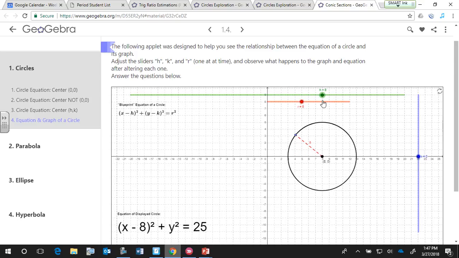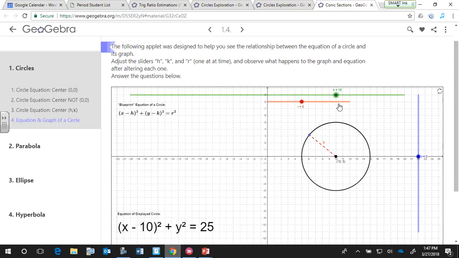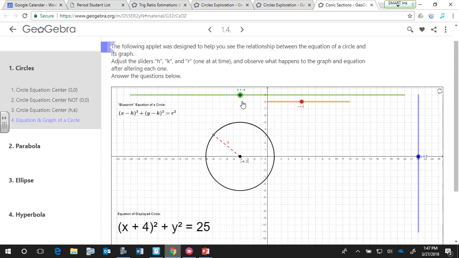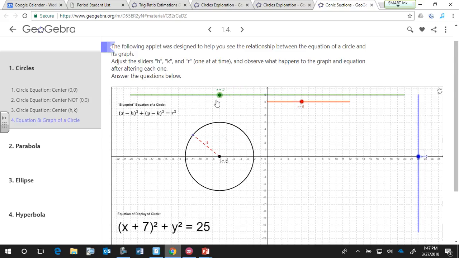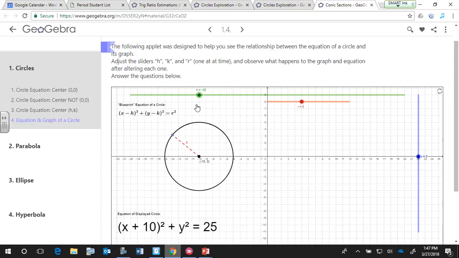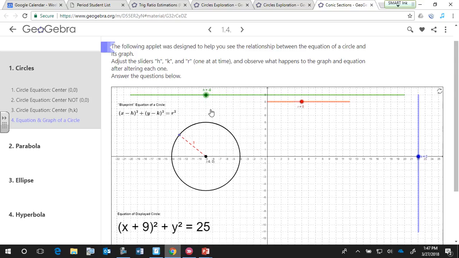What's happening to the equation? It's growing larger because that's how many spaces you need to move back to get back to 0, 0. Good. So it's the distance between it and 0, 0, isn't it? It's 10 away. Okay? So when I moved it to the right, it became x minus 10. When I move it to the left, what's happening? It's plus, right? So it's the distance between it and 0 that matters for the horizontal movement.